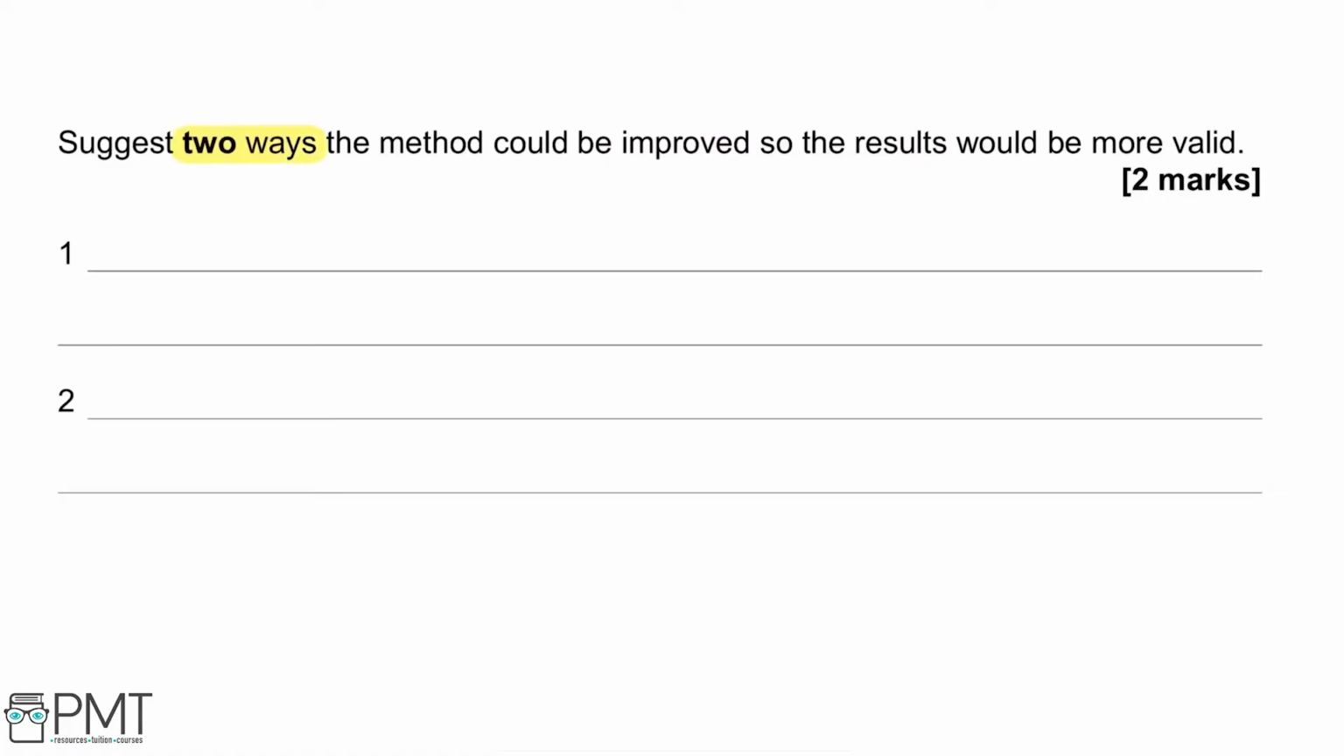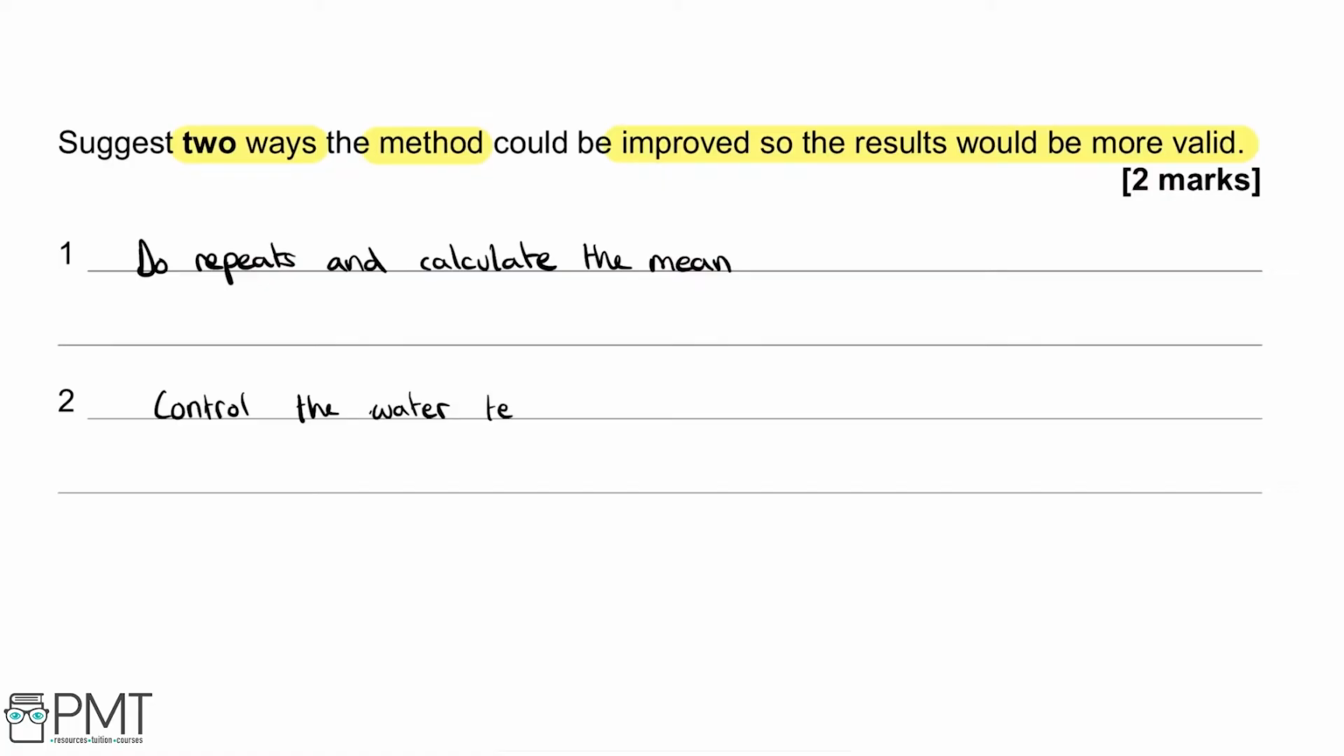Suggest 2 ways the method could be improved so that results would be more valid. So there are several options that you could go for for this one. One might be doing repeats and then calculating a mean value. Another might be controlling the temperature of the water that your pondweed is in. And you only need 2 points to get those 2 marks, but there are some alternatives as well.